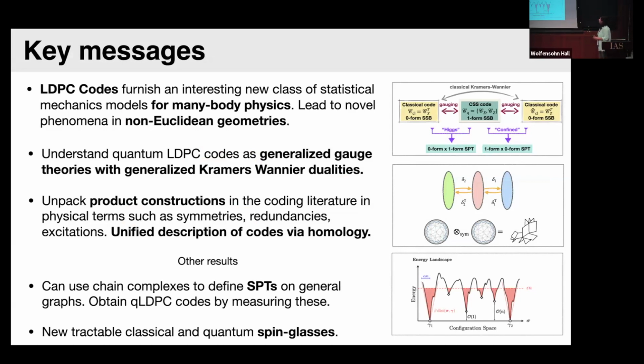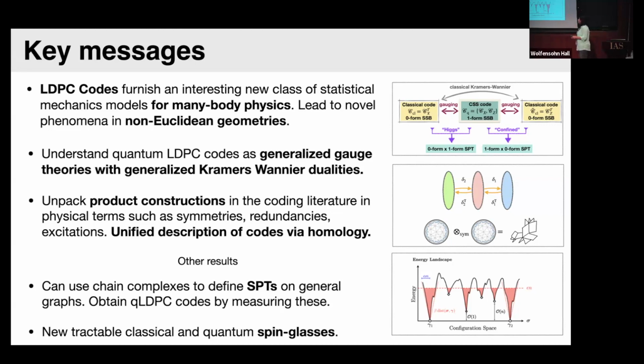The key messages are that these LDPC codes furnish an interesting new class of StatMech models for many body physics. They lead to novel new phenomena in non-Euclidean geometries. We can understand these quantum LDPC codes as generalized gauge theories with these generalized Kramers-Wannier dualities. Actually, there's also generalized Kennedy-Tasaki dualities when you're thinking about the SPT versions of them. And you can unpack different product constructions in the coding literature in these physical terms. And the unified description of all of this is via homology.